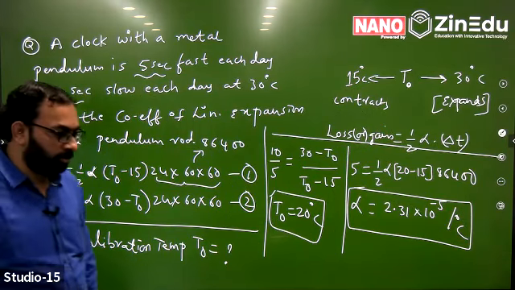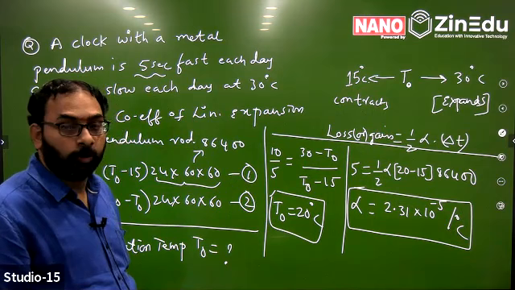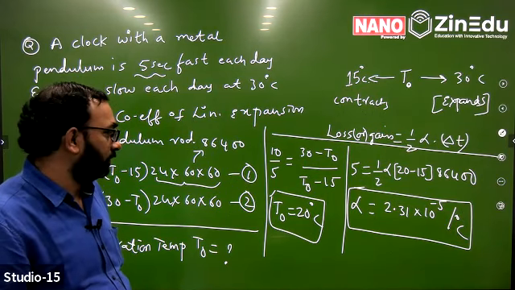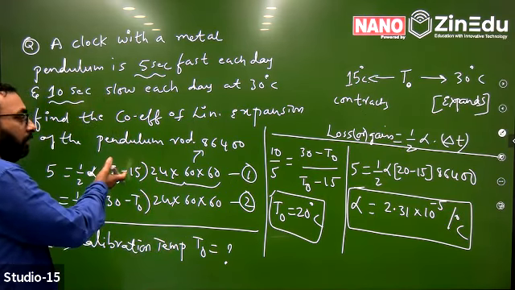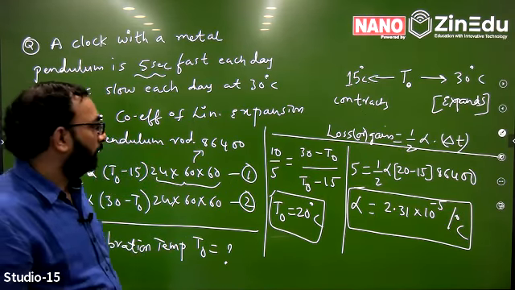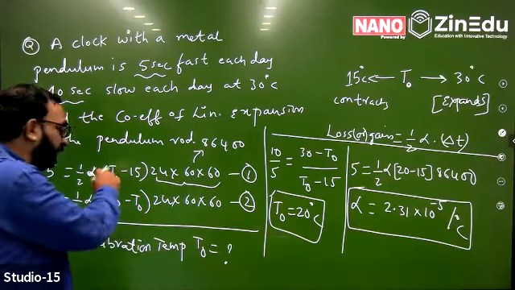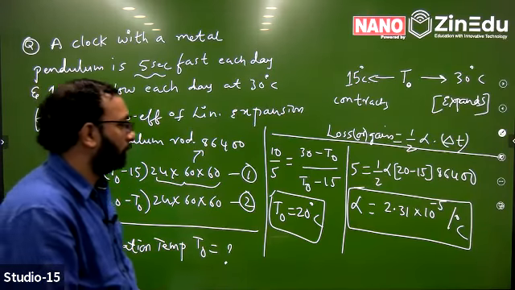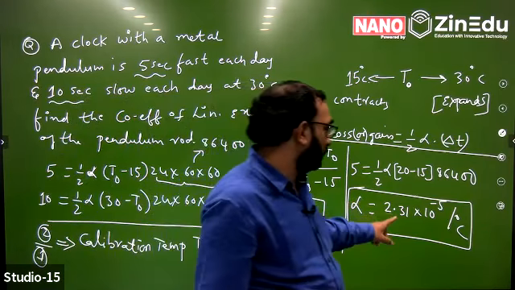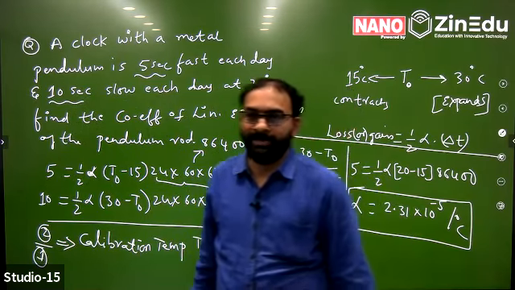So after calculation, you will get alpha as 2.31 into 10 power minus 5 per degree Celsius. I am just taking any one equation, this first equation, and alpha we can calculate by substituting the T naught value. T naught is 20. So alpha you will get, after calculation, as 2.31 into 10 power minus 5 per degree Celsius.